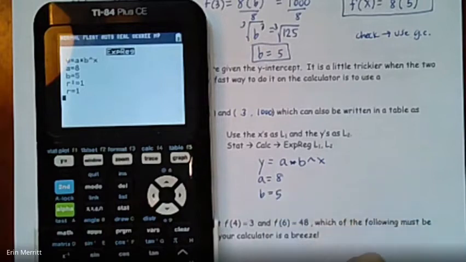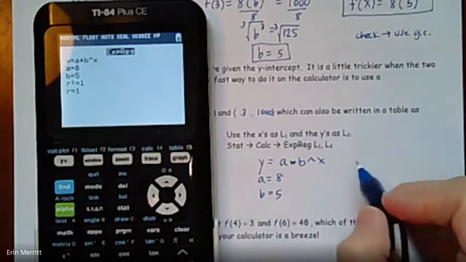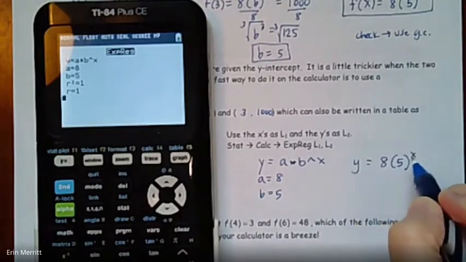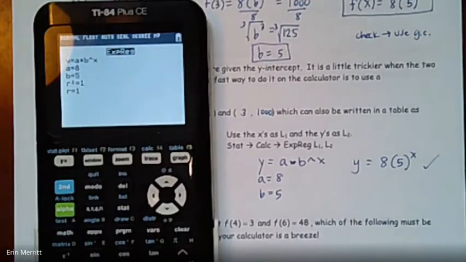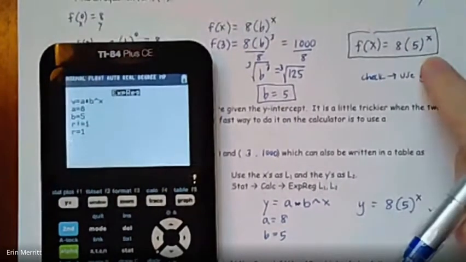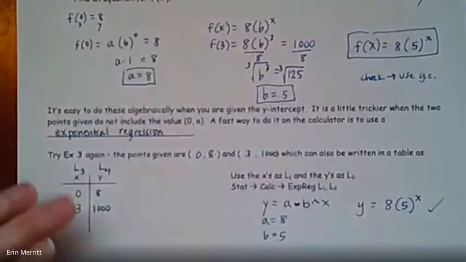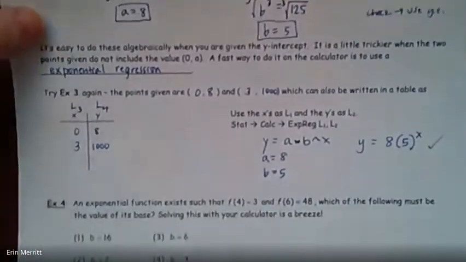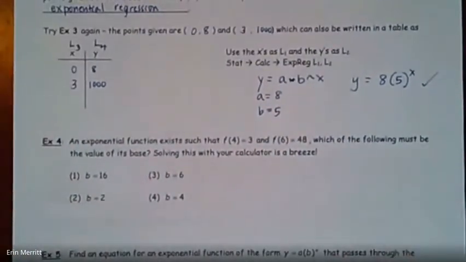And then don't worry about the r values. It kind of speaks to the accuracy, but you don't have to worry too much there. So this really means that we have 8 times 5 to the x, which exactly matches what we got right there. All right. Now, the nice thing is you can use this shortcut for every future question.